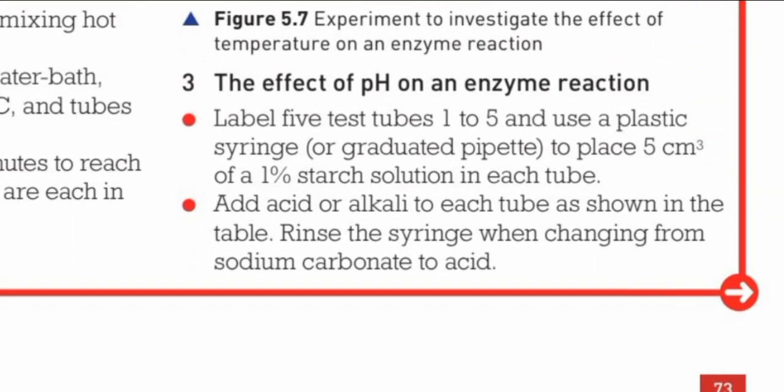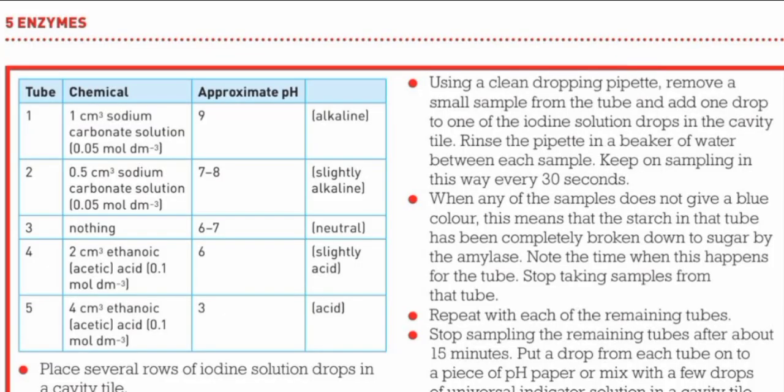Now the third is also very important. In this experiment we will study the effect of pH. First we have to make a setup. We will take 5 test tubes with different pH. pH 9 is alkaline. pH 7 to 8 is slightly alkaline. pH 6 to 7 is almost neutral. pH 6 is slightly acidic. And pH 3 is strongly acidic. So these are the test tubes that we are going to take, and we will prepare them and manage the pH.